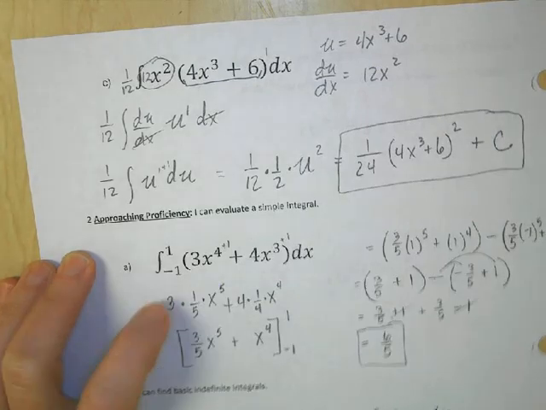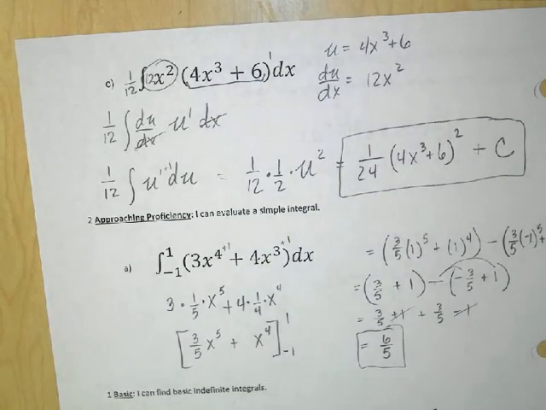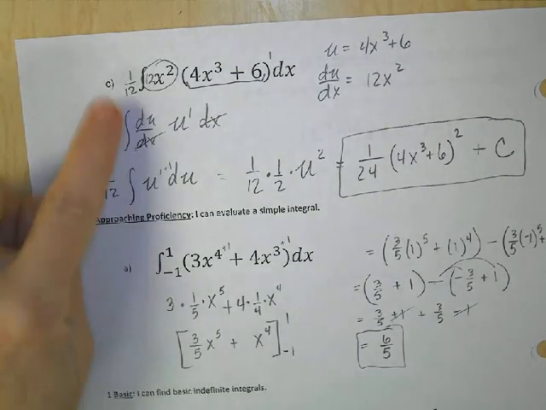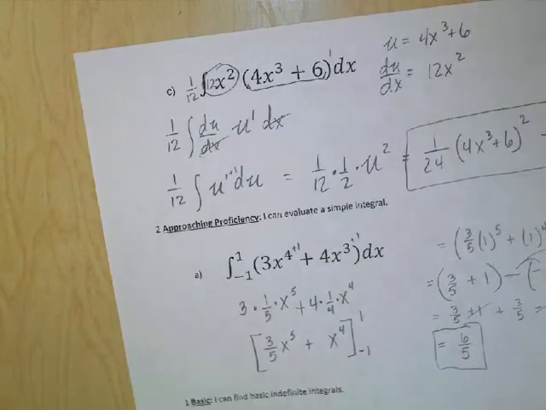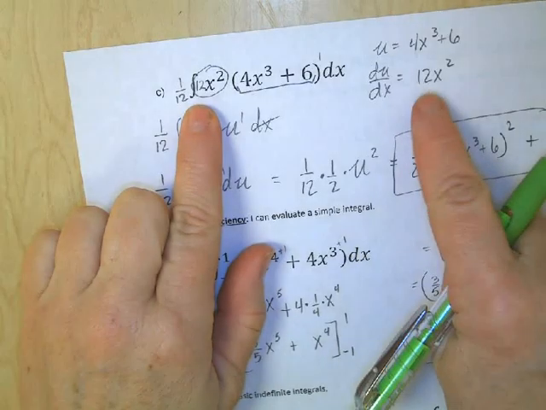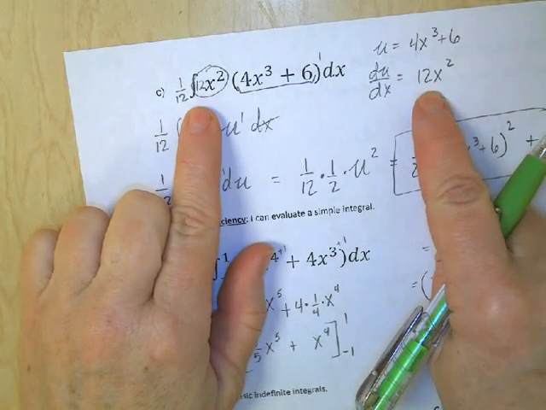Okay, so that was level 3, using substitution. And notice with a little bit extra there, when you don't find your du/dx, you need to be able to compensate for that.